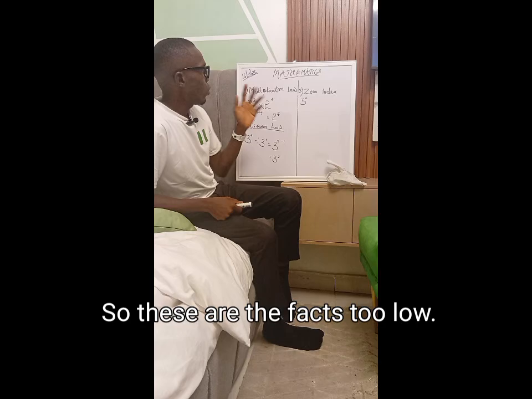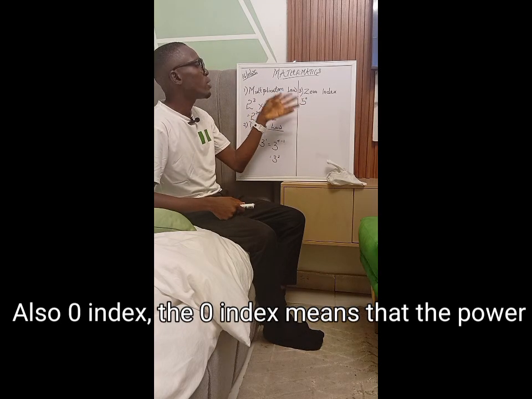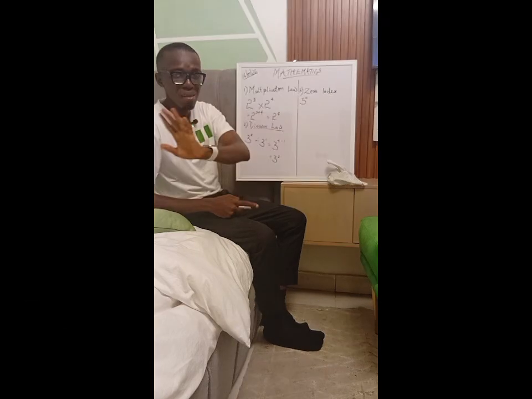So these are the first two laws. Okay, so we'll move to the next one, which is the zero index. When we say zero index, the zero index means that the power or the exponent has a zero. It's as simple as that.